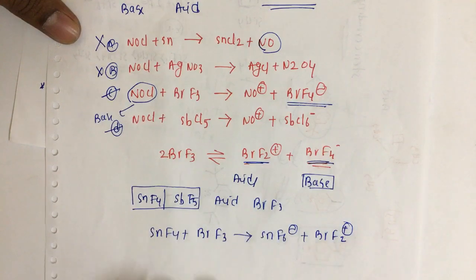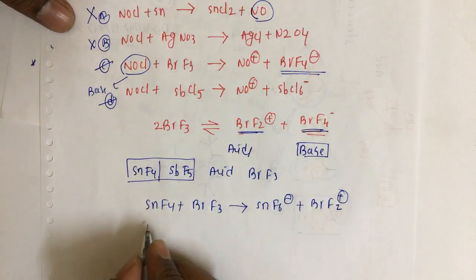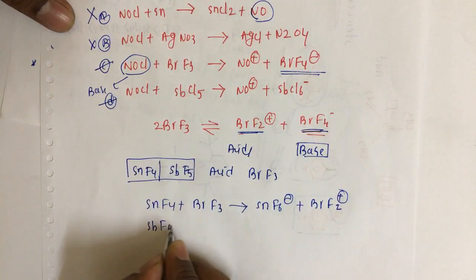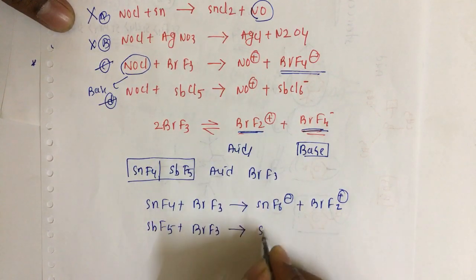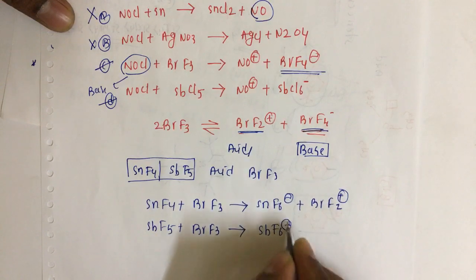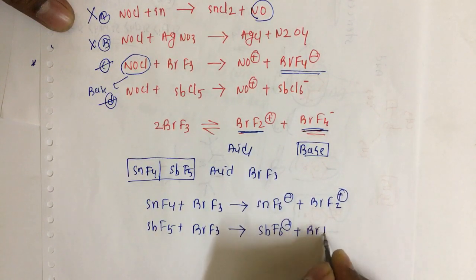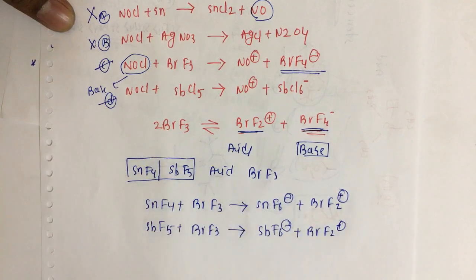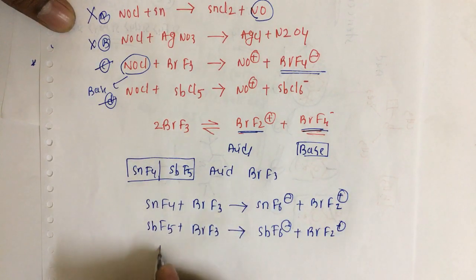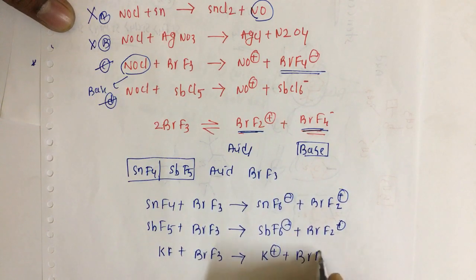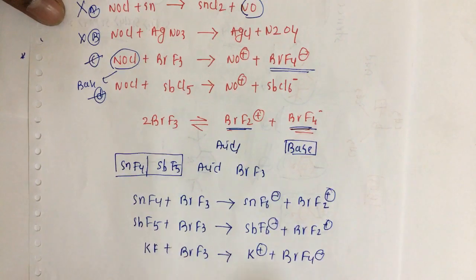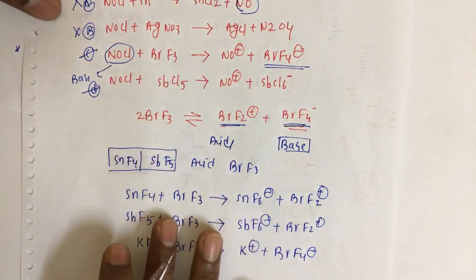And SbF5 plus BrF3 produces SbF6 minus plus BrF2 plus. So here we have one more example, that is KF plus BrF3 which produces K plus and BrF4 minus. So from this reaction we can make out which is acid and which is base.